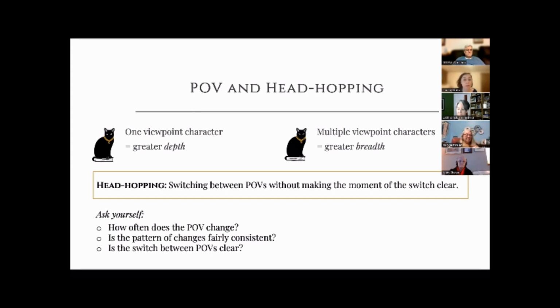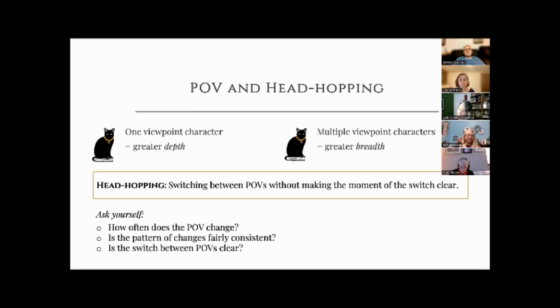Okay. So if you have multiple point of view characters, then one thing you have to really watch out for is what's known as head hopping. Head hopping means that you're switching between point of view characters without making the moment of the switch clear. It's a really common issue in first drafts.